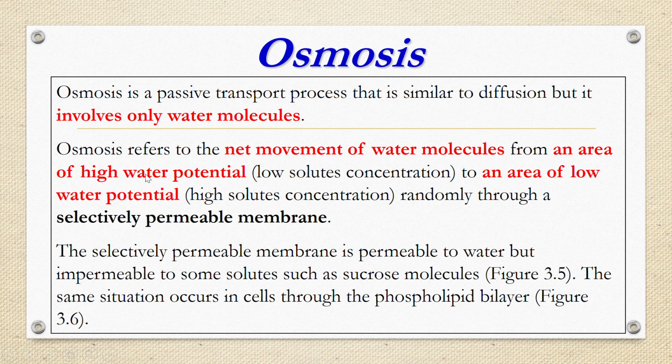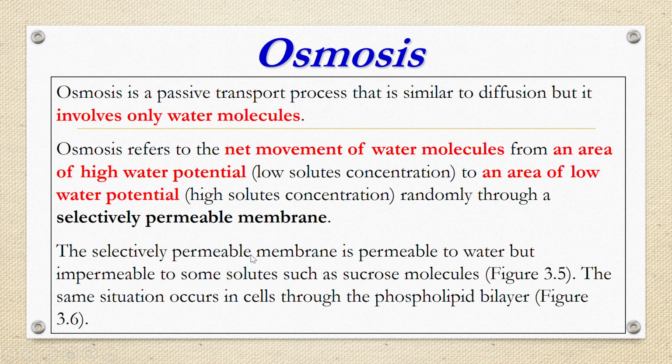So when we say high water potential, we always focus on water when we talk about osmosis. When we talk about high water potential, we have to understand that that region with high water potential has relatively lower solids concentration. Okay, maksudnya high water potential here kawasan yang lebih cair. Okay, low water potential, so that means relatively they are having high solids concentration, kawasan yang lebih pekat. Okay, so this is osmosis.